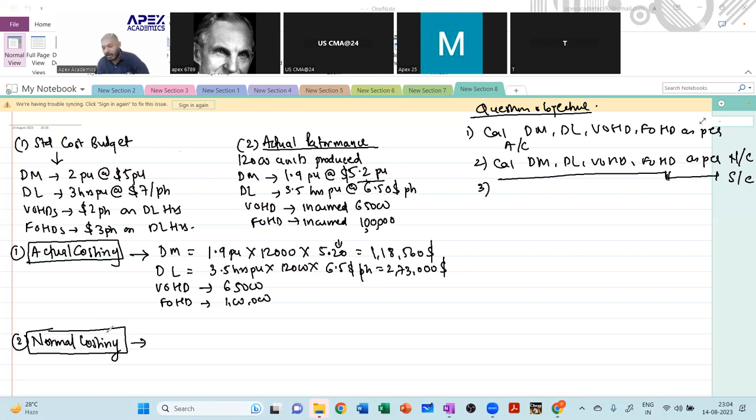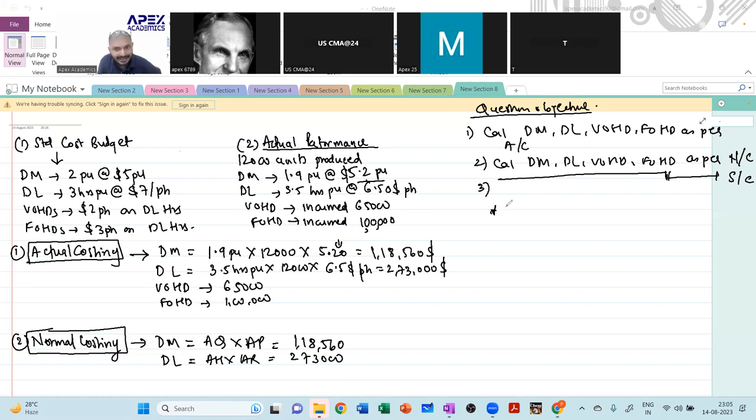What I'm saying, now for your actual costing, for your normal costing, your direct materials continue to be actual quantity multiplied by actual price, which is nothing but your actual numbers. So they will continue to be 1,18,560. Your direct labor is also going to be actual hours multiplied by actual rates. So it will be 2,73,000. You need to understand that actual costing and normal costing for direct material and direct labor are always going to be the same. So this note I'm putting down over here.